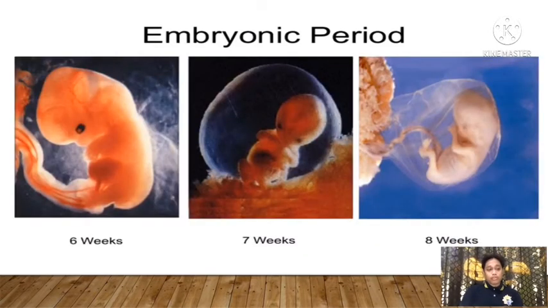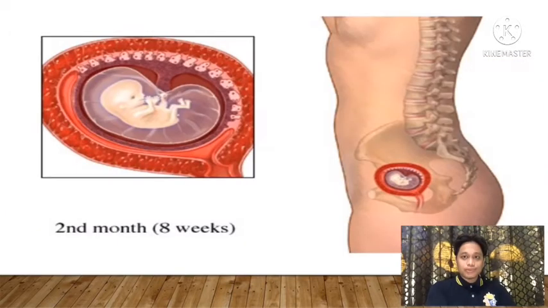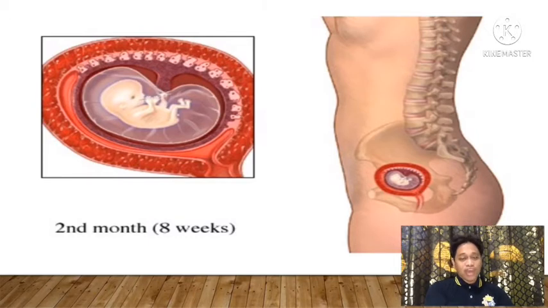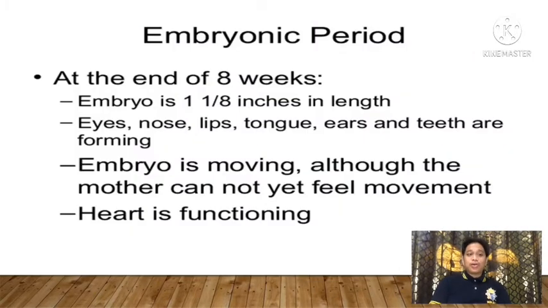And now this picture shows us the development, or how it looks, during the 6 weeks, 7 weeks, and 8 weeks. So as you can see, it is starting to develop, or it's starting to grow. So in this picture, we are now able to see the development of the embryo in the mother's womb during the 2nd month, or the 8 weeks.